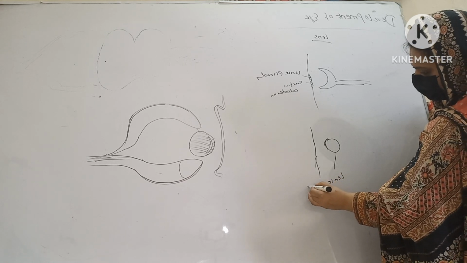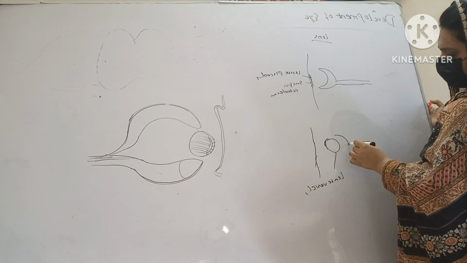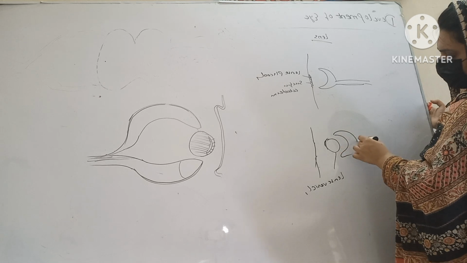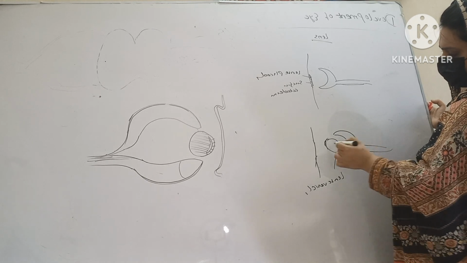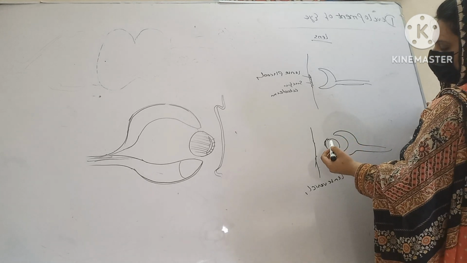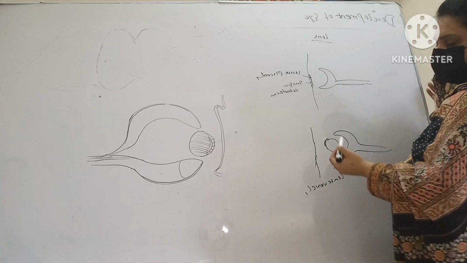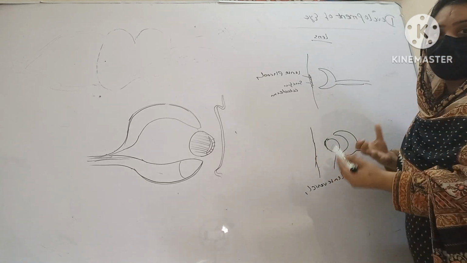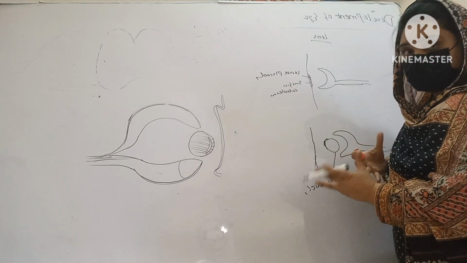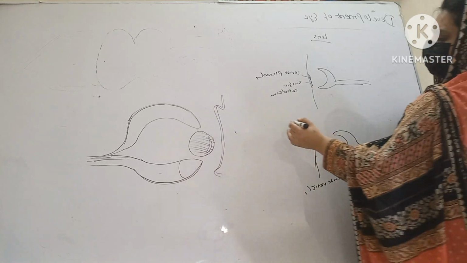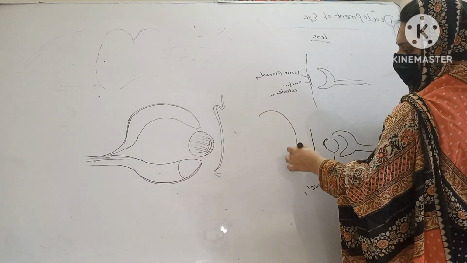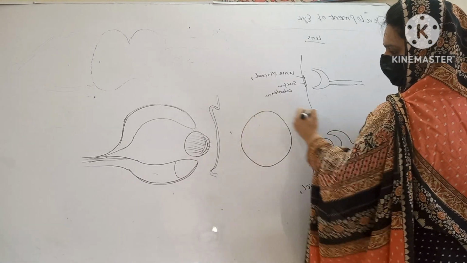And this lens vesicle comes to lie in the optic cup. This is the optic cup and this is the lens vesicle. So in this way the lens vesicle will be formed. The next question is asked about the lens fibers. There are two types of lens fibers. If we see, this is the lens vesicle.